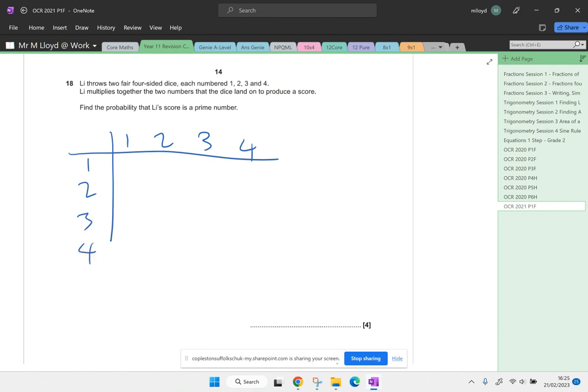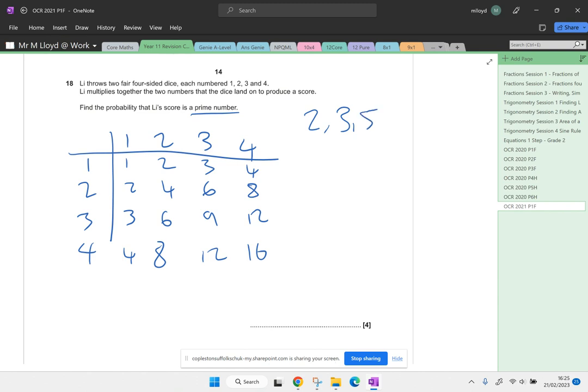And we've got to multiply all of them. So we've got 1, 2, 3, 4, 2, 3, 4, 4, 6, 8, 4, 6, 8, 9, 12, 12, and then 16. Okay, prime numbers. So the prime numbers that we'll have in here, 1 is not a prime number.